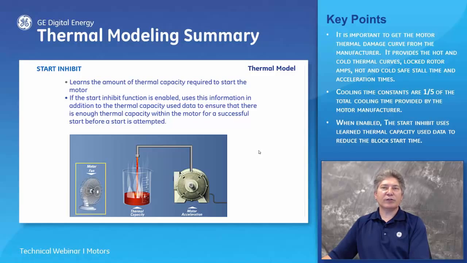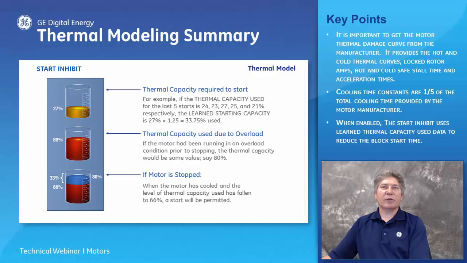If the start inhibit feature is disabled, the start inhibit will block you from restarting the motor until the thermal capacity used value is below 15%. If the start inhibit feature is enabled, it ensures that there is enough thermal capacity within the motor for a successful start before a start is attempted. This is how it is calculated.